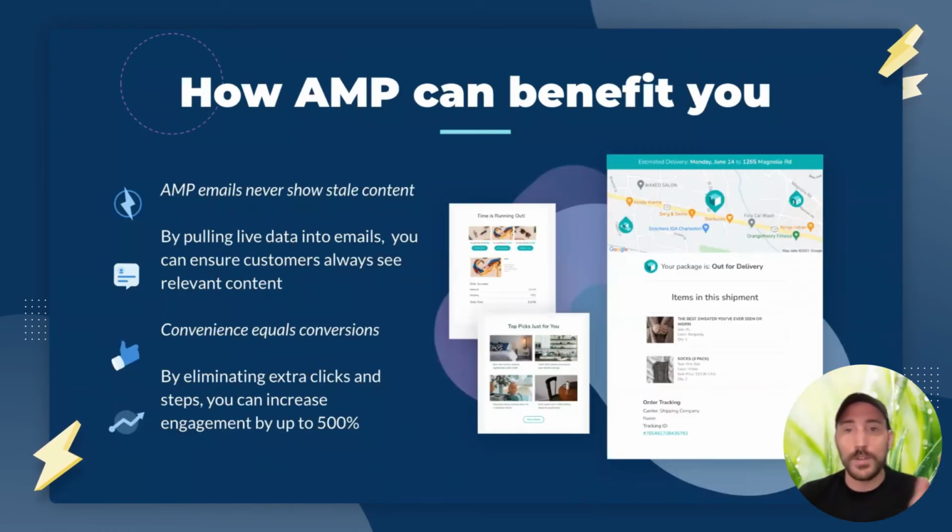So, a quick overview of the benefits of AMP. One, AMP is never stale. The content is always fresh and current. And by pulling in live data, your customers will always see current content, but more importantly, relevant content. Two, convenience equals conversion. If you eliminate the extra clicks and steps, you make things easier for your customers, and you can increase engagement by up to 500%.